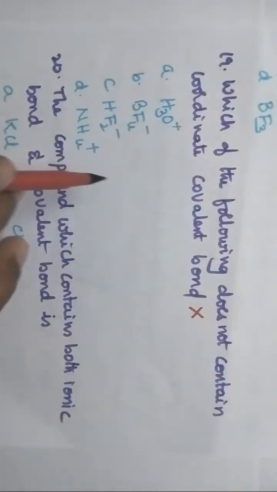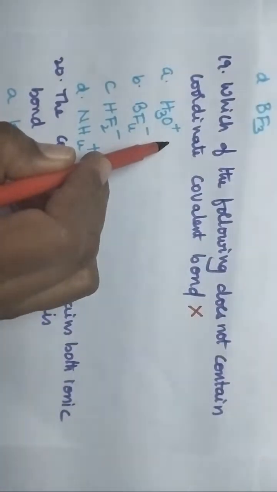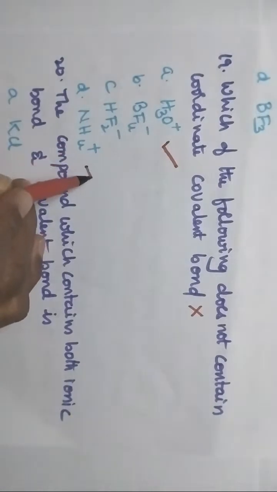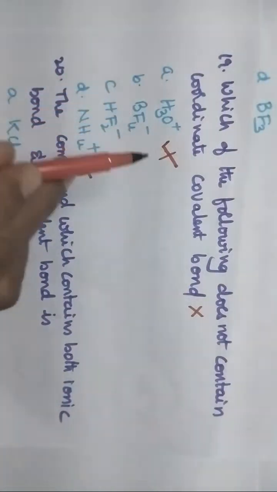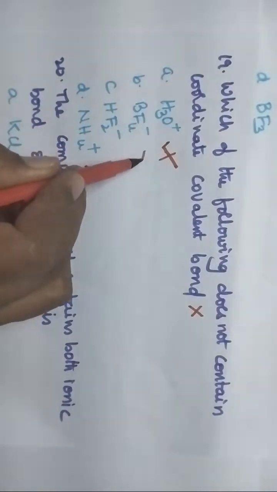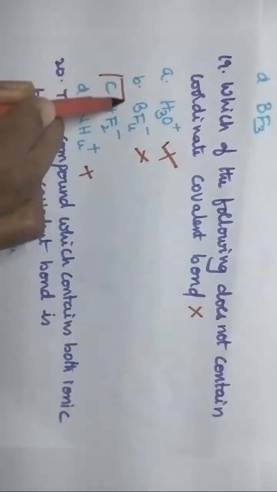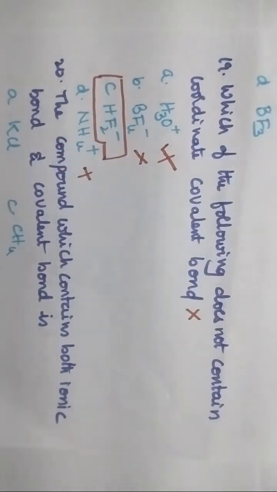If you do not have a clear idea about these structures, you try to answer in backward direction. So, hydronium ion is having coordinate covalent bond. Next, ammonium ion is also having coordinate covalent bond. So, you eliminate A and D. Coming to B and C, BF4 minus contains coordinate covalent bond. So HF2 minus is not at all having the coordinate covalent bond. Clear?